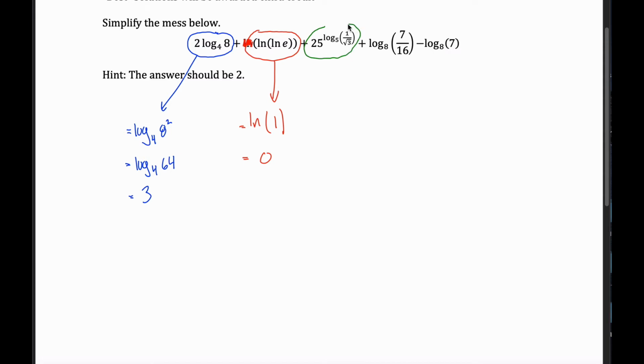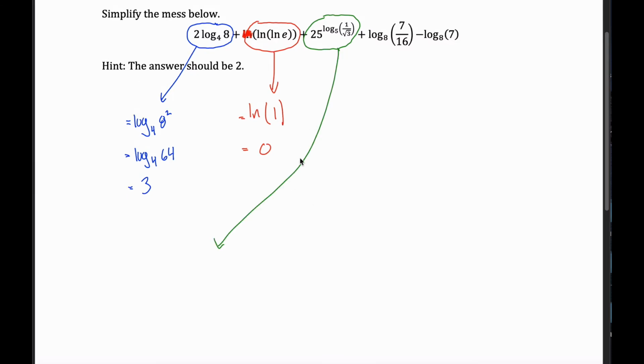25 raised up to the power of the log base 5 of 1 over the square root of 3. What a mess. Well, yeah, but I think we can deal with it. If we had the base on this exponent matching the base in the log, things would cancel out really nicely. Unfortunately, we don't have that situation. But with the numbers we're given, I think we can rewrite it so that we have that situation. If you recognize that 25 is just 5 squared, you could rewrite this 25 as 5 squared and then raise that up to the log base 5 of 1 over the square root of 3.